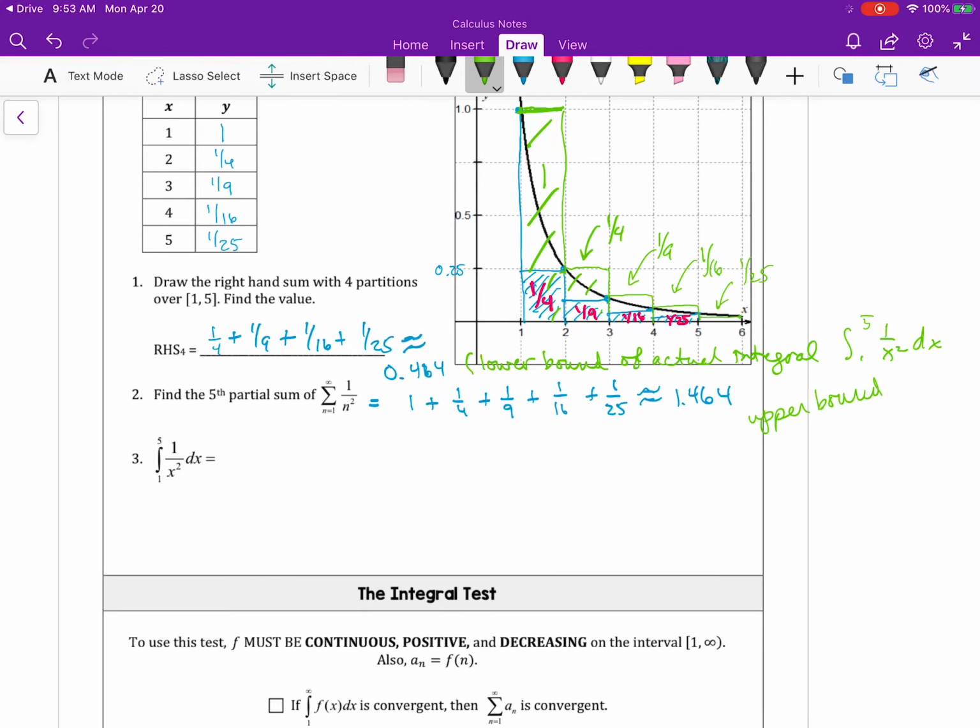This one is like your upper bound, although you wouldn't have included this last one. You would have just had these first 4. But that one is like your upper bound of the integral from 1 to 5 of 1 over x squared dx. And I guess, you know, minus the 1/25th.